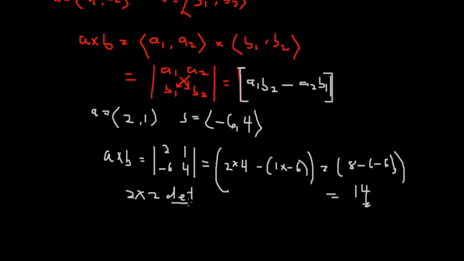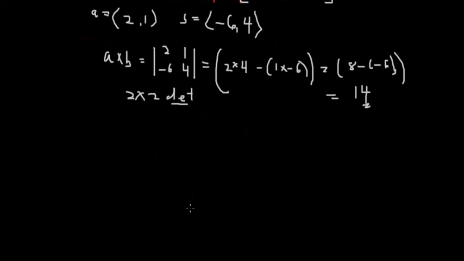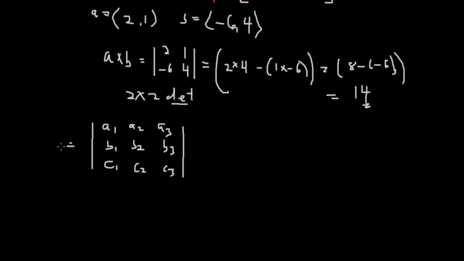Now let's move on to the case where you are given a 3 by 3 determinant, or 3 by 3 vectors. It's the same principle. You have vectors A, B, and C, so the determinant will be A1, A2, A3, then B1, B2, B3, and then C1, C2, C3. When finding the determinant, this is how it works.